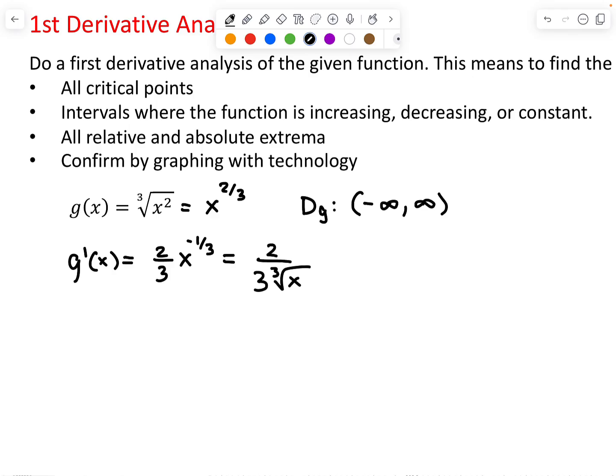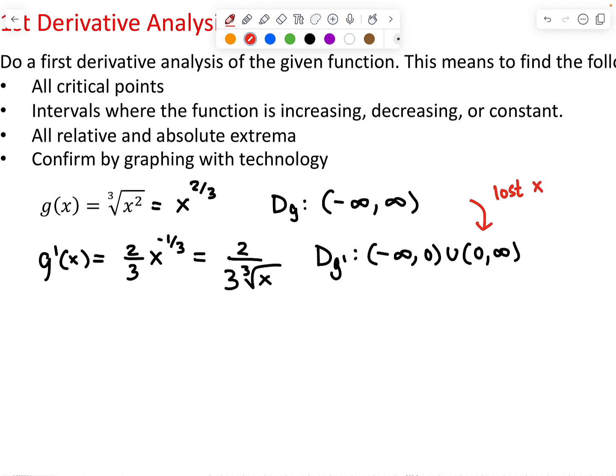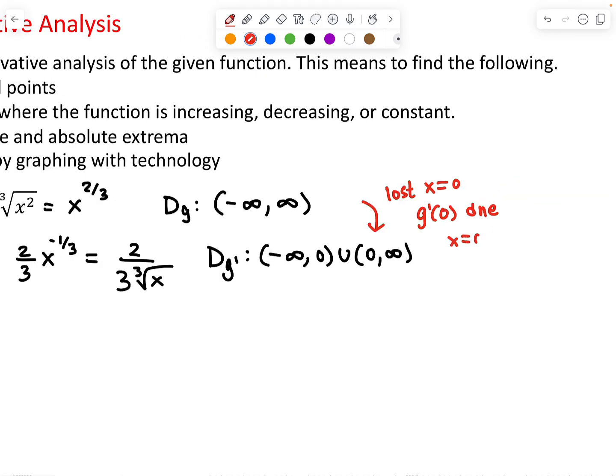Now here we do have a change in domain. The domain of g prime, x can no longer be 0. So we have to remove 0 as a possibility, writing that the domain is -infinity to 0, union 0 to infinity. That's because you cannot divide by 0. Well, we lost x equals 0. So 0 is in the domain of the original function. You can plug it into g, but you cannot plug 0 into the derivative. It makes it undefined. g prime of 0 does not exist. So x equals 0 is a type 2 critical number.